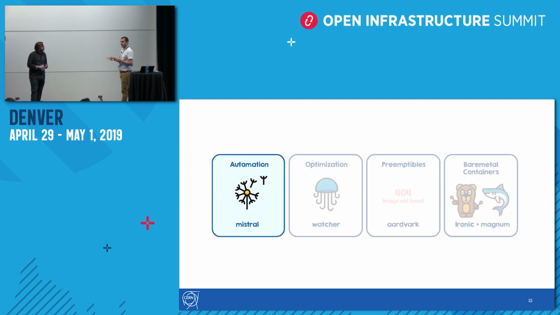What we are going to talk about is, let's say, four projects. We're going to talk about Mistral for doing automation, Watcher for doing optimization, Preemptibles with Aardvark, and bare metal on containers.